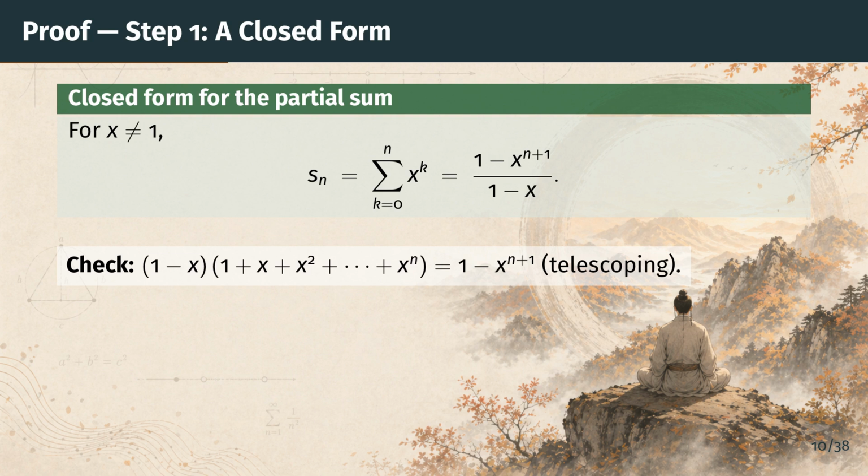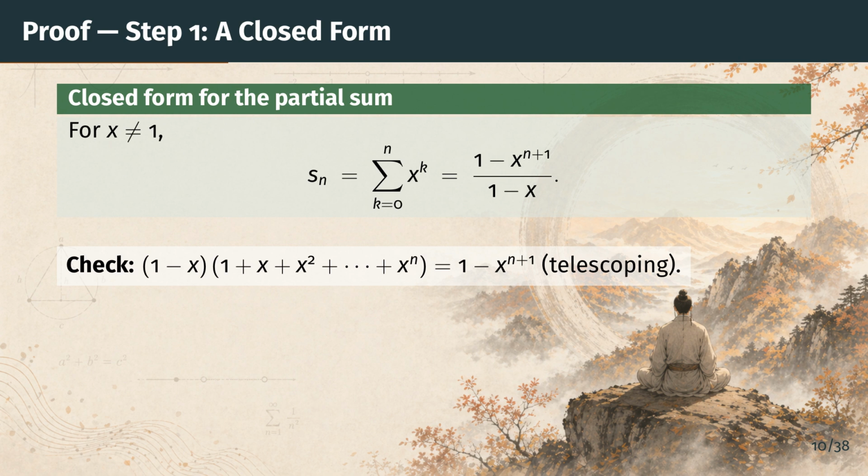Step 1 gives us a closed form for the partial sum. The trick is the telescoping identity highlighted on the slide. Multiply the partial sum by 1 minus x and distribute. You get the sum 1 plus x plus x squared up to x to the n, minus the same sum shifted up by 1 power. Every middle power of x appears once with a plus sign and once with a minus sign, so it cancels. What survives is just the 1 from the bottom of the first sum and the minus x to the n plus 1 from the top of the second.